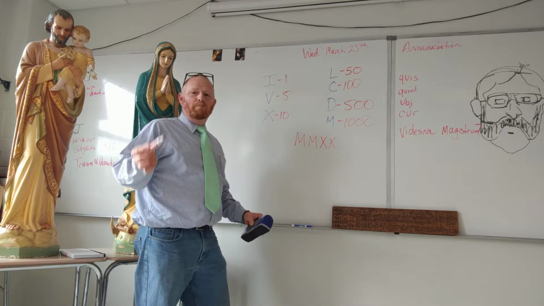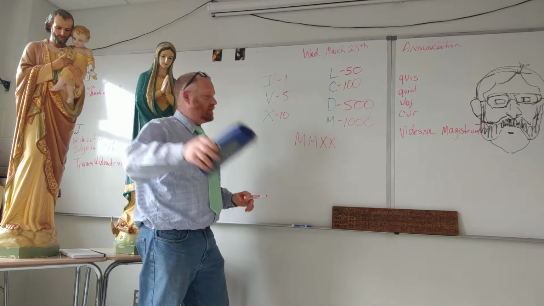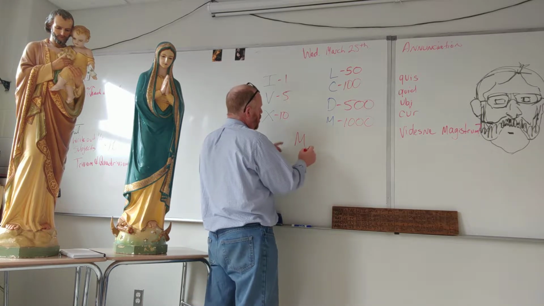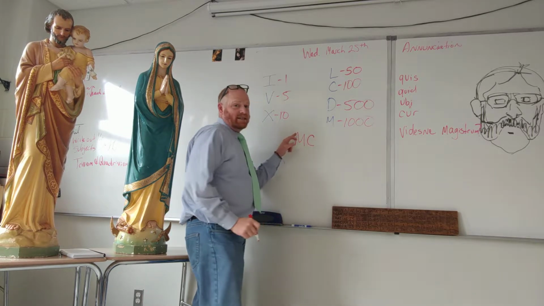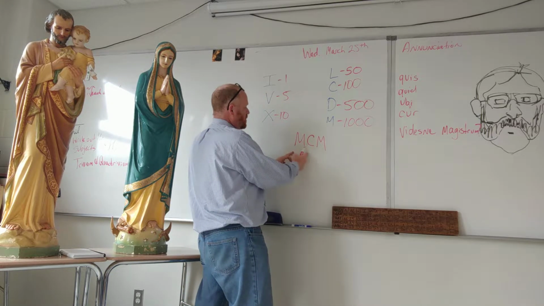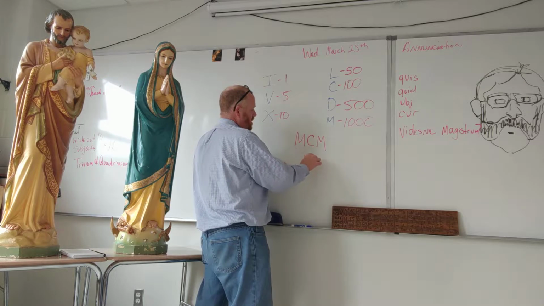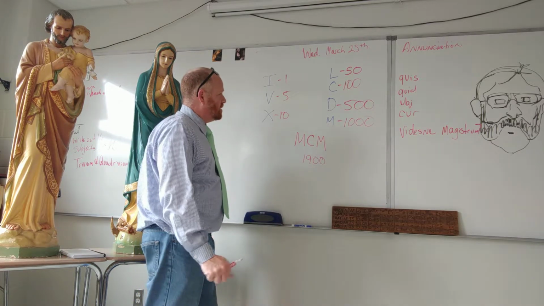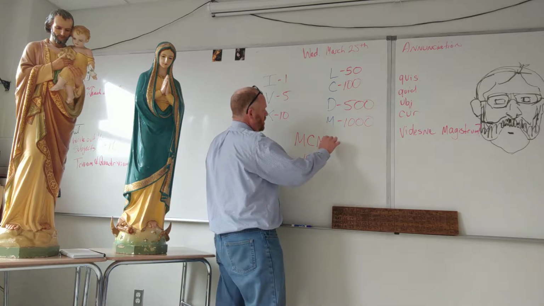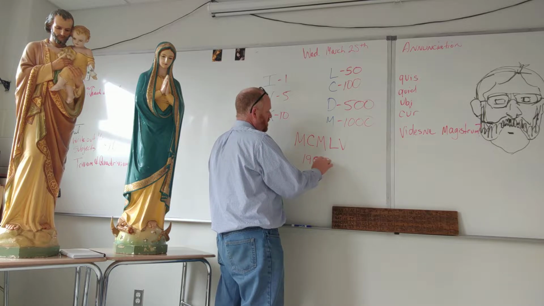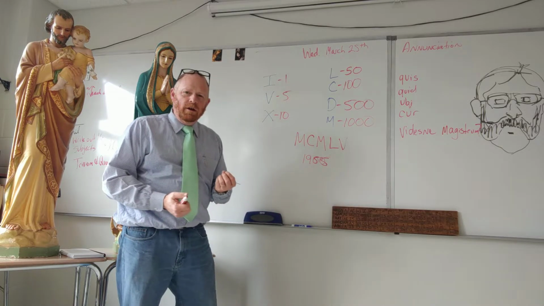Now, what if you were born in the 1900s? Suppose you were born in 1999. How would you make 19? So you'd go M, C for 100 minus M. So MCM is 1900. And then the rest you just add on like you would normally as you need. 1950 would be MCML, 55 would be V, etc. Okay, you get the point.